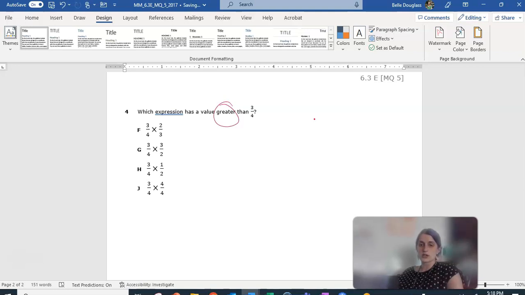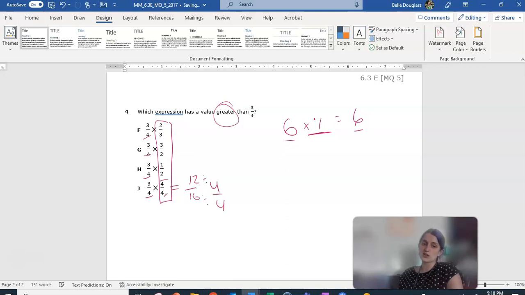Okay, just as a quick example, what's 6 times 1? That's 6. When you multiply times 1, you get the same exact number. So if I have 3/4 times 1, it's going to equal 3/4, which is not greater than 3/4. Which of these fractions is the same as 1? It's this one. So if you multiplied this out, you would get 12/16, which then you'd divide by 4s. Oh, look, it's like you're dividing by these 4s, and it would get you back to an answer of 3/4. This is not greater than 3/4.